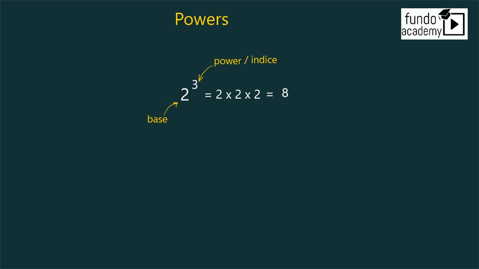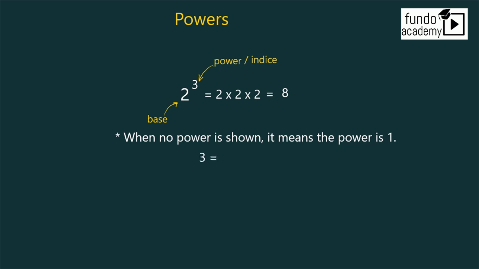Alright, but you see, most of the time you find numbers that have no powers at all, and when no power is shown, it means that the power is 1. You should always know that. For example, let's have 3, a number just 3, like that. It means that the power of 3 is 1. So any number which has no power shown actually has a power, and the power is 1.